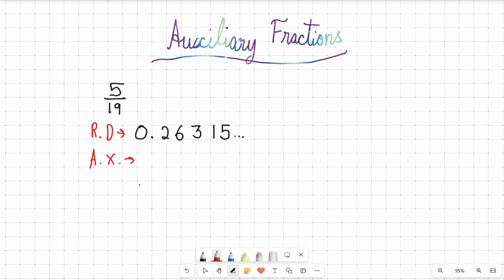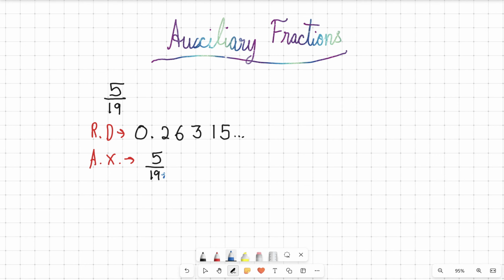First make sure that your number is a proper fraction. In this case, our number is a proper fraction, but if it's not a proper fraction, convert it into a mixed format and keep the whole number part separately, and perform the auxiliary fraction technique only on the fractional part of that. This needs to be a proper fraction for the technique to work properly.